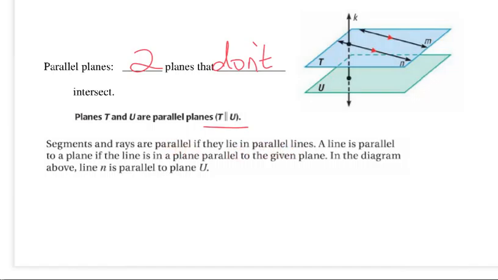A line is parallel to a plane if the line is in a plane parallel to that given plane. What that means is if we look at line N right here, it's on plane T already, and it is actually parallel to plane U as well, because plane T was already parallel to plane U, so that means line N is also parallel to plane U.